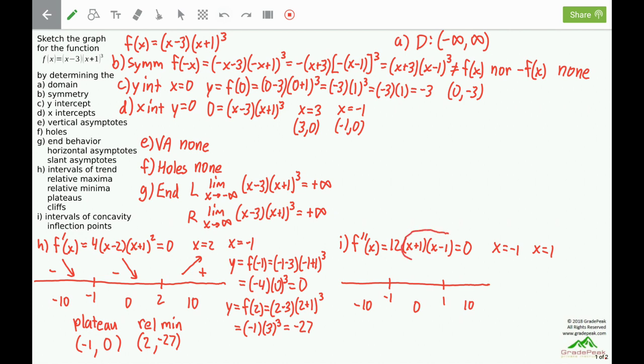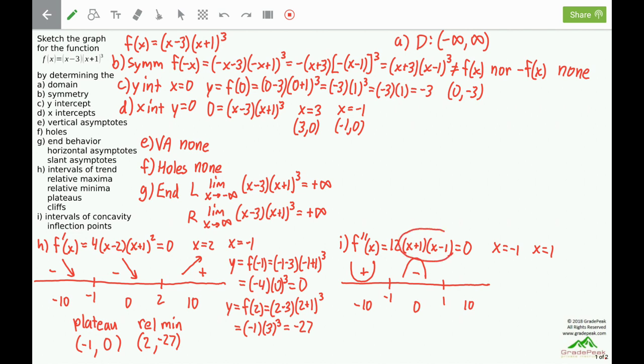So plugging in the negative 10 to the portion of the second derivative that matters, negative 10 plus 1 is negative. Negative 10 minus 1 is negative. Negative times negative is positive. We have a positive second derivative. This corresponds to concave up. Plugging the test value of 0 into the portion of the second derivative that matters, 0 plus 1 is positive, 0 minus 1 is negative. Positive times negative is negative. We have a negative second derivative. This corresponds to concave down.